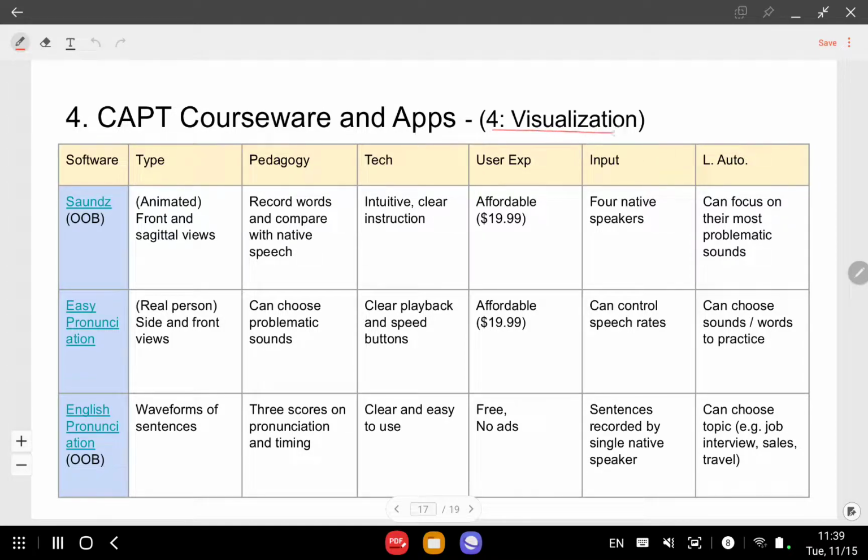And lastly, for visualization, there are three examples given. However, as I browsed through the web, two of these examples, Sounds and English Pronunciation, were out of business. So only one example is still alive now.